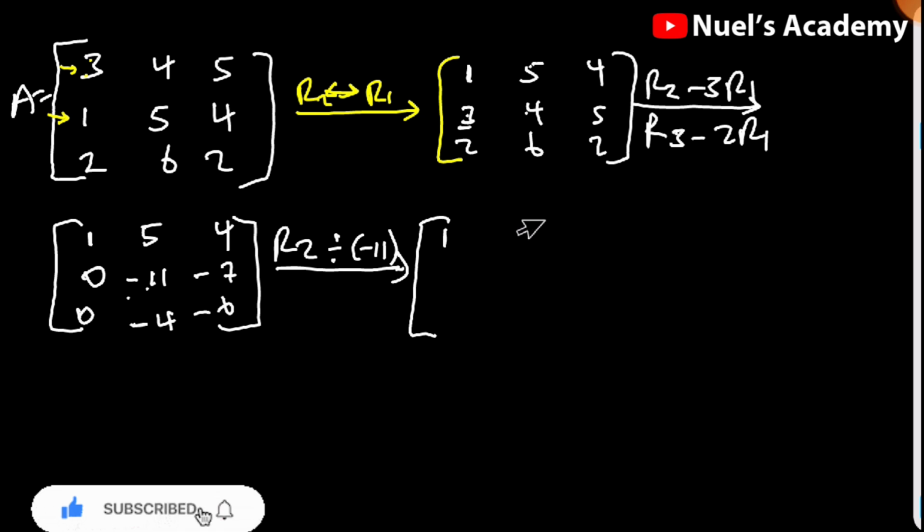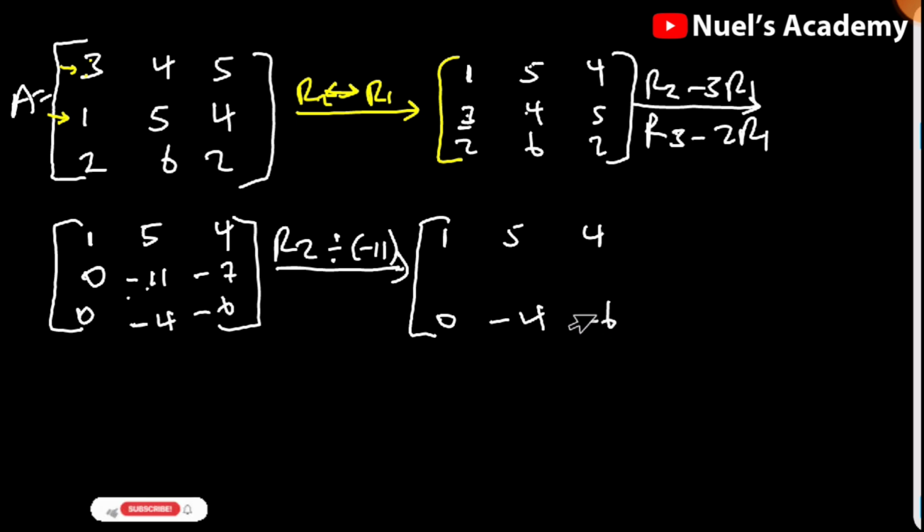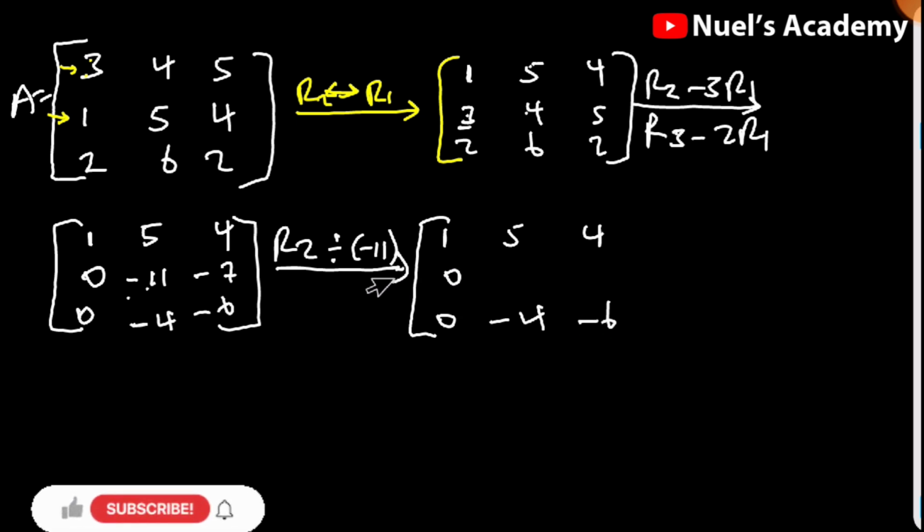So row 1 and row 3 did not change. We have 1, 5, 4, then 0, negative 4, and negative 6. Then row 2 is 0 divided by negative 11, which is 0. Negative 11 divided by negative 11 is 1. Then minus 7 divided by negative 11 is 7 over 11.